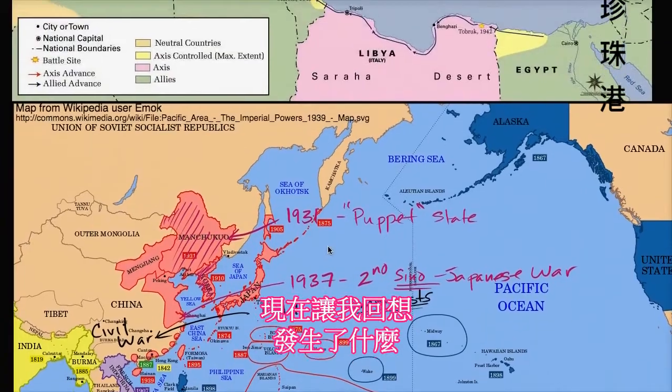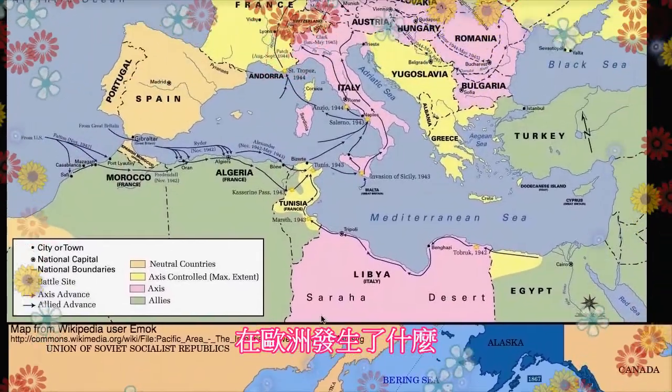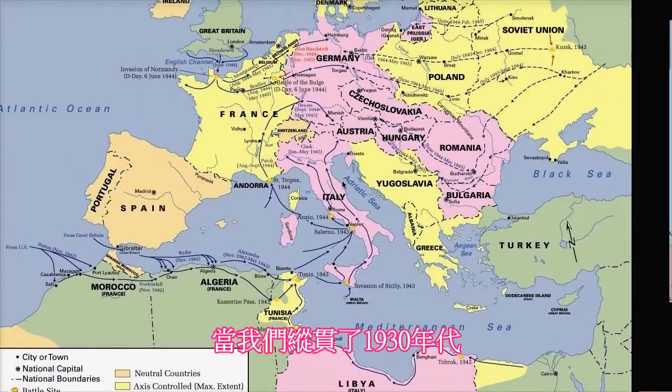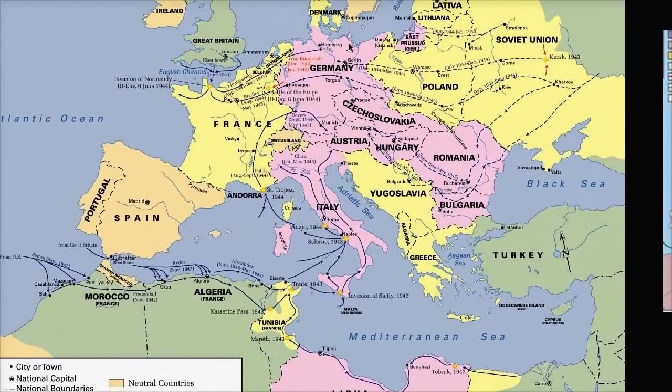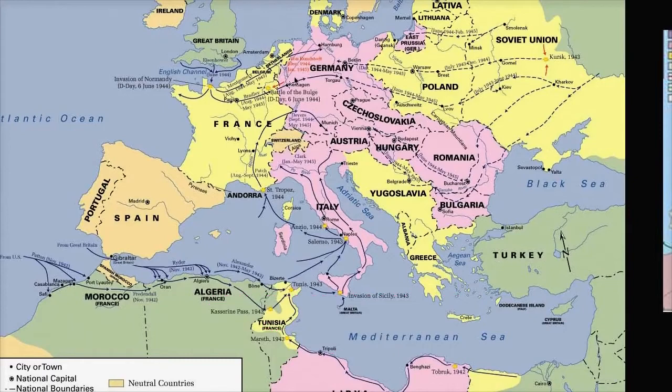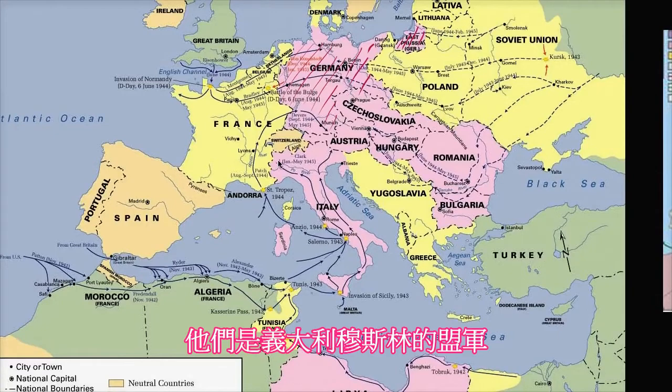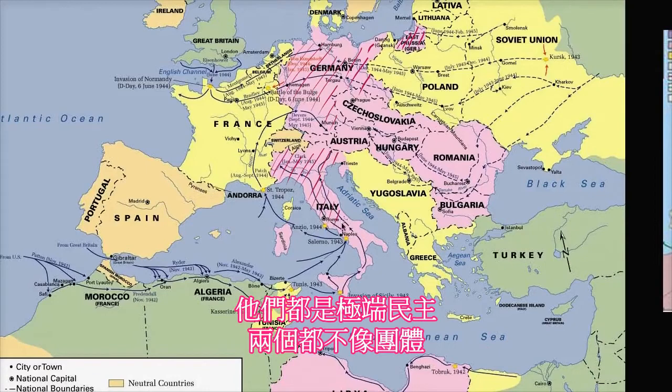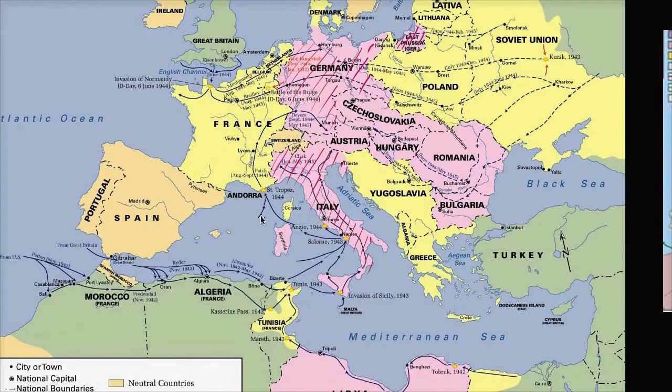And let's also remind ourselves what's happening in Europe. As we go through the 1930s, Hitler's Germany, the Nazi Party, is getting more and more militaristic. So this is Nazi Germany right over here. They're allied with Benito Mussolini's Italy. They're both extremely nationalistic. They both do not like the communists at all.